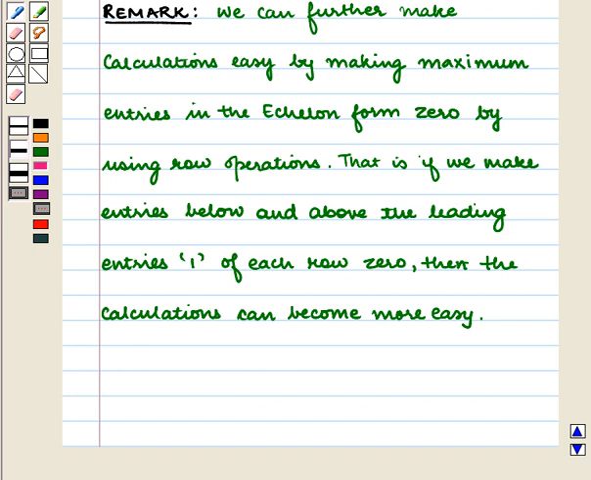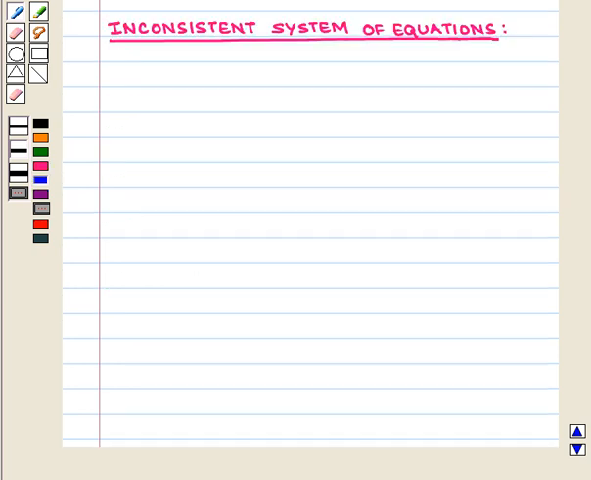We can further make calculations easy by making maximum entries in the echelon form 0 by using row operations. That is, if we make entries below and above the leading entries 1 of each row 0, then the calculations can become more easy. Now let us discuss inconsistent system of equations.